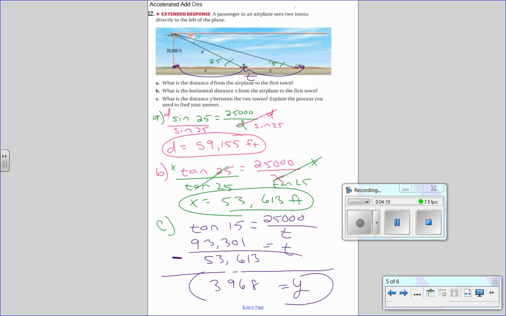39,688.6. So 39,689 if I'm rounding. That's feet.